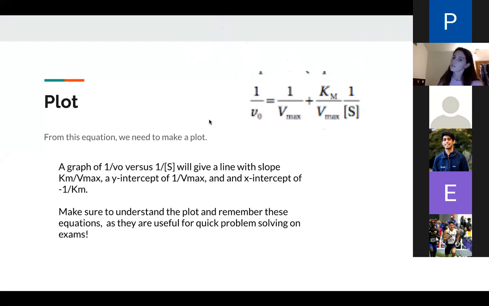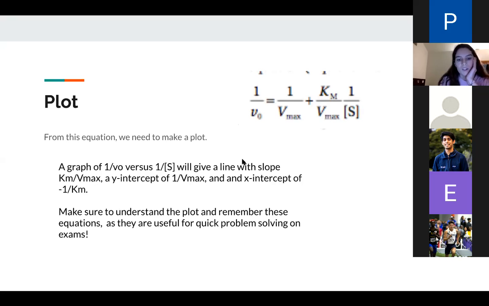For making this into an equation, we need to make a plot. You're going to have the graph of 1 over V naught on the y-axis versus 1 over the concentration of the substrate on the x-axis. This will give a line with a slope of Km over Vmax, a y-intercept of 1 over Vmax, and an x-intercept of -1 over Km. Using the y equals mx plus b format, you can figure out how we got all of this information.